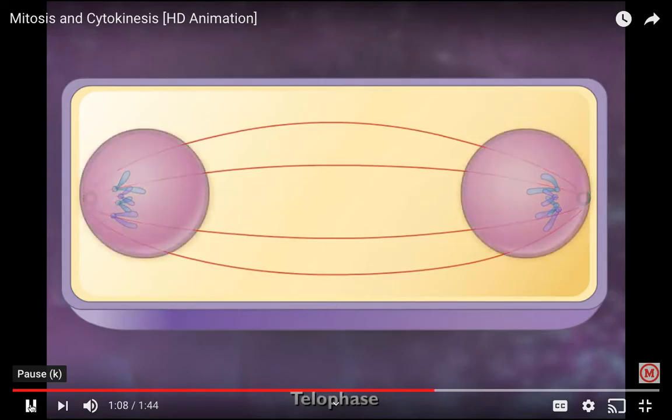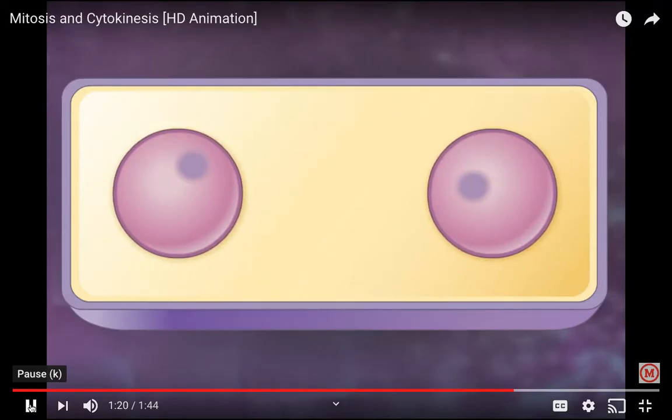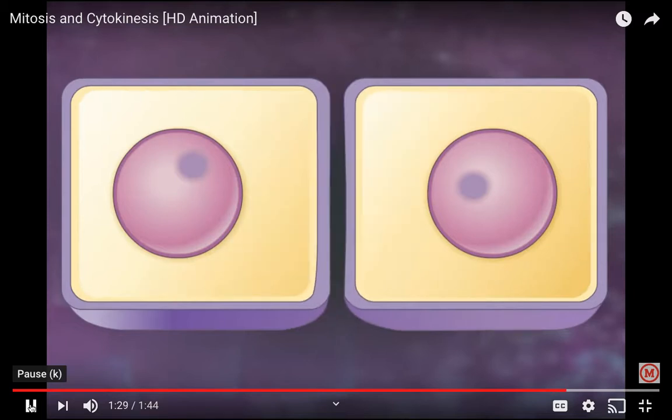The nuclear membranes begin to reform as the nucleoli reappear and the chromosomes relax as the DNA unwinds. Telophase is followed by cytokinesis, or division of the cytoplasm. In animal cells, a cleavage furrow forms at the center on either side of the cell, pinching through until the original cell is divided into 2 daughter cells. In plant cells, cytokinesis is different due to the presence of a rigid cell wall.